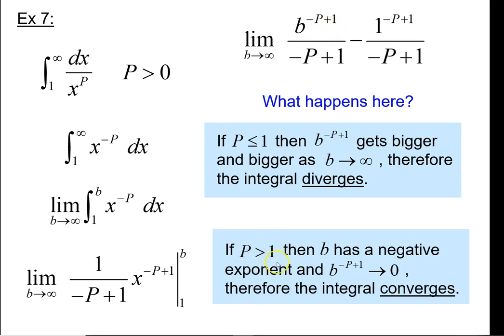On the other hand, if p is a number that's greater than 1, so for example, let's say p is 2, we would have negative 2 plus 1, which is a negative exponent. That forces this to move to the denominator. And so as b gets larger and larger, this expression would approach 0. That's what this says right here. b to the negative p plus 1 would approach 0, leaving us with the remaining expression over here, and we would say that the integral converges.